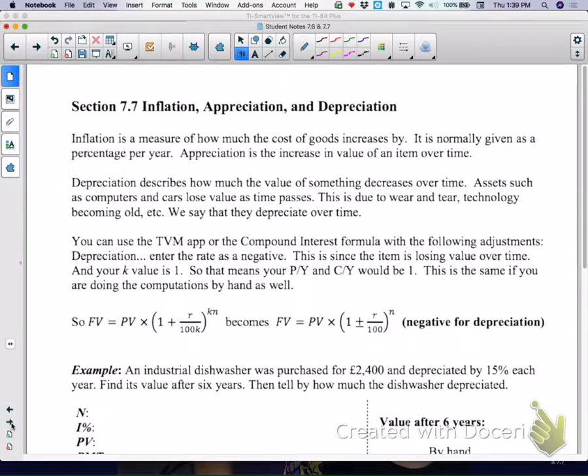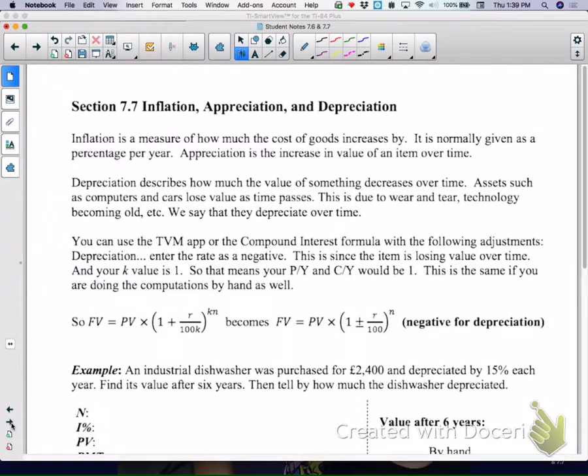Depreciation, though, this is how much the value decreases over time. Things like computers, cars lose value as time goes on due to wear and tear, due to technology becoming out of date, whatever. So you say that they depreciate over time.